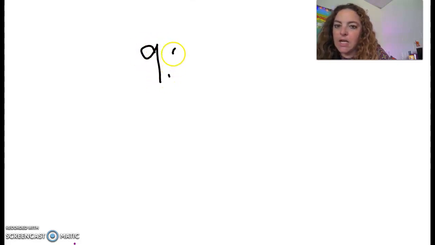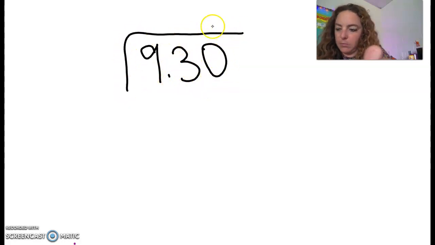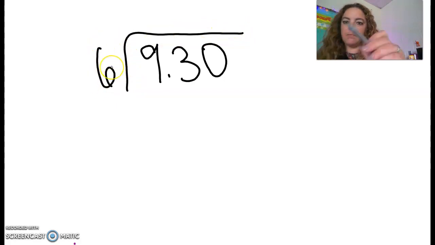Let's try another one with this traditional algorithm so that you can see and practice one more that direction. Just to have that confidence and that comfort that, hey, when you get onto your student journal in lesson 15, you've seen at least 2 problems done the traditional algorithm. So we're going to take 9 and 30 hundredths divided by 6.